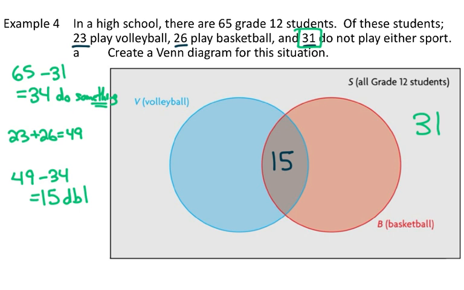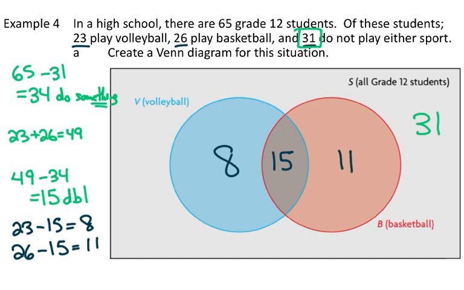And now we can look and fill in the rest. How many students would play only volleyball? Well, the volleyball, there's 23 people who play it, minus the 15 that we already placed in the intersection, will be 8 people who play just volleyball. Same with basketball. 26 people said they play basketball, minus the 15 who are already in the intersection, would give us 11 people playing basketball.